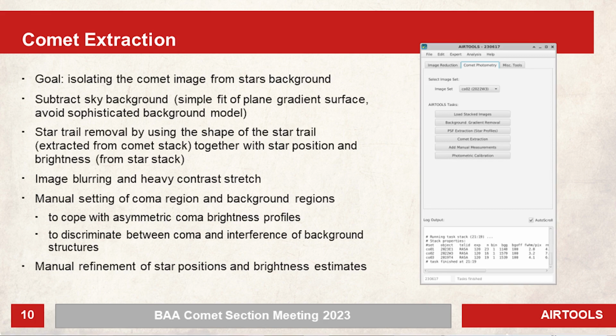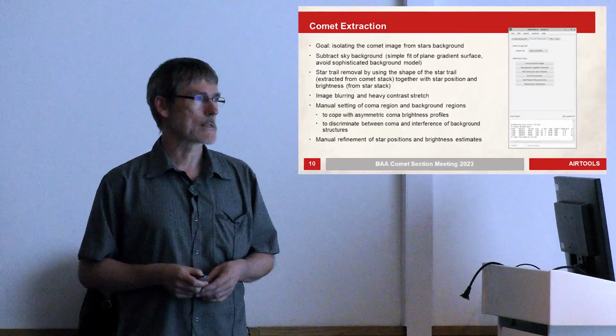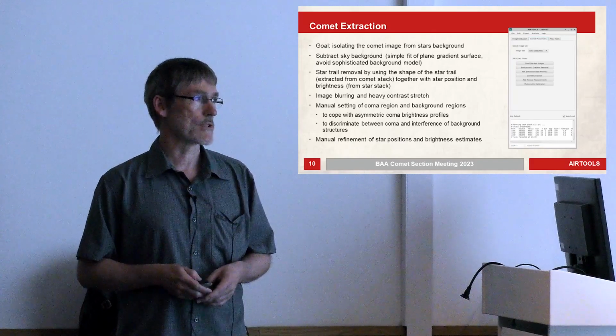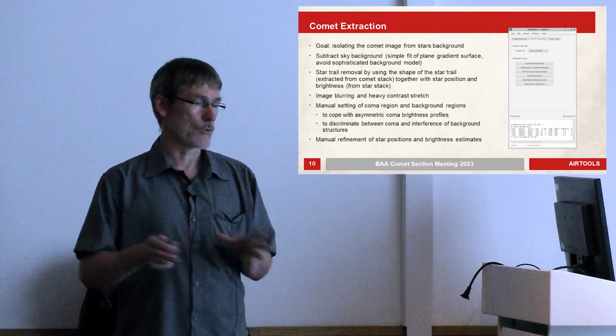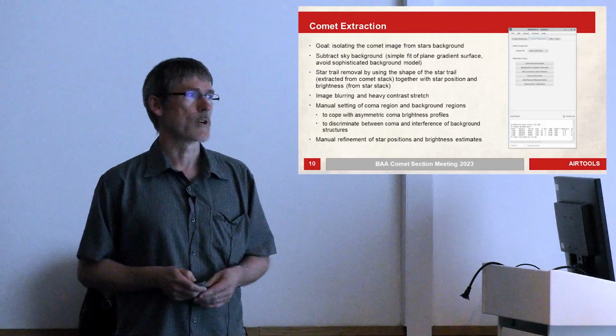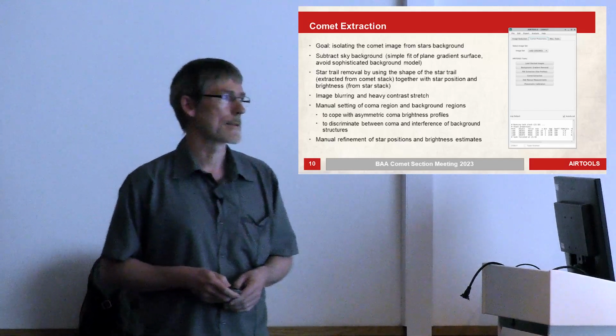In my software, I do not set coma regions automatically like it's done in ComfortNix software, for example. I prefer to do it manually, because very often the coma is asymmetric. It's not centered on the comet's head, and I think it's really difficult for software to decide how to put the aperture for measuring the coma flux.